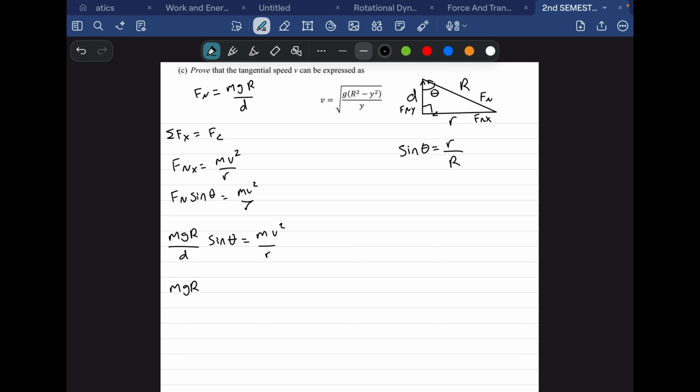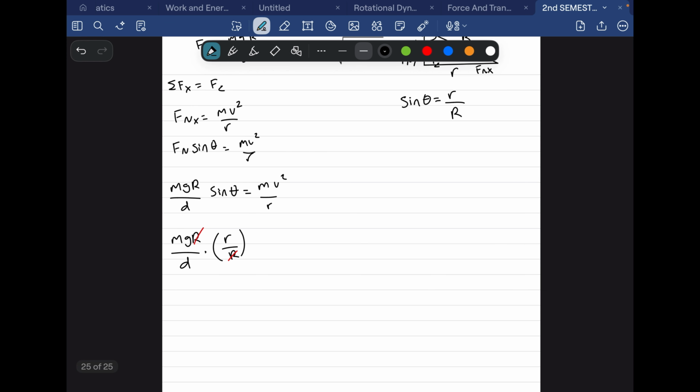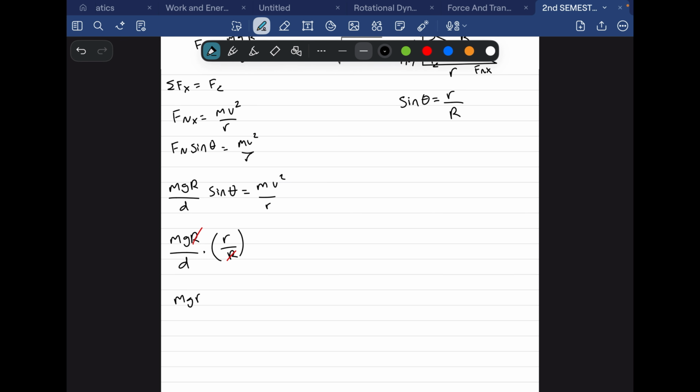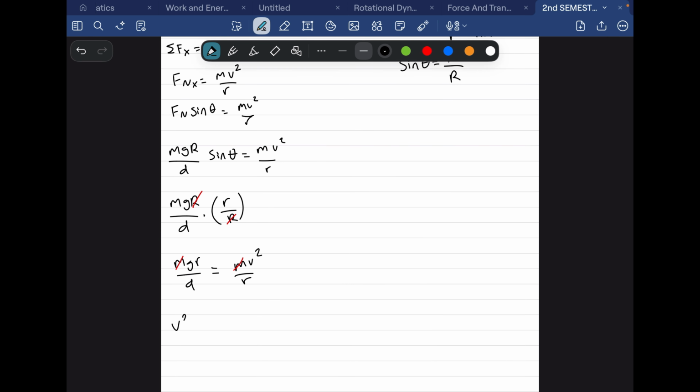So mg capital R over d, times lowercase r over capital R, right? So capital R cancels out, leaving you with mg lowercase r squared over d is equal to mv squared over r. Then mass cancels out too. So you get this v equation: v squared is equal to g r squared over d.